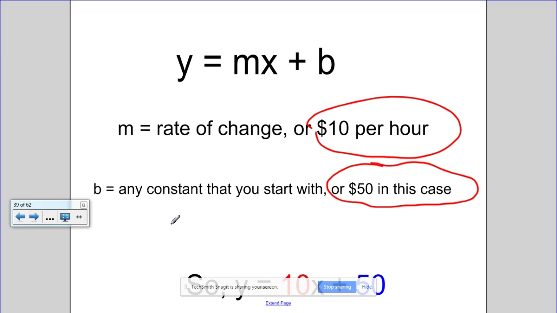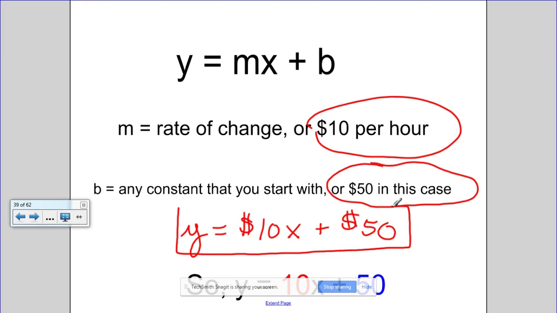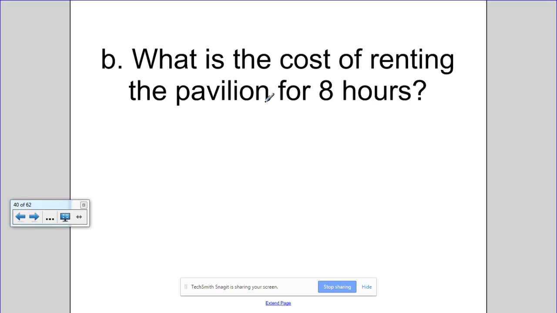So y equals the slope, which is $10, times x hours, which we don't know how many hours we're renting it for, plus a fee or a down payment of $50. So y is equal to $10 times x plus $50. That is basically a formula for any possible input and output that we could ever rent this park pavilion for. So what is the cost of renting the pavilion for 8 hours?